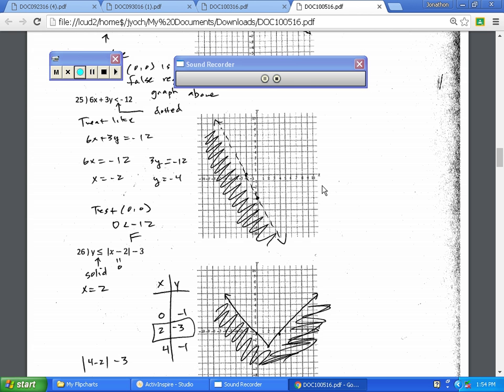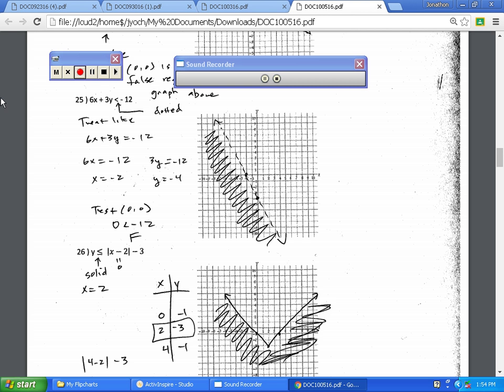25, I want to use the cover-up method. I'm going to treat it like it's negative. It's 6x plus 3y equals negative 12. Cover up the 3y, you get 6x is negative 12. X is a negative 2. Cover up the 6x, you get 3y is negative 12. Y is a negative 4. So plot those right here. That's the x-intercept. That's the y-intercept.